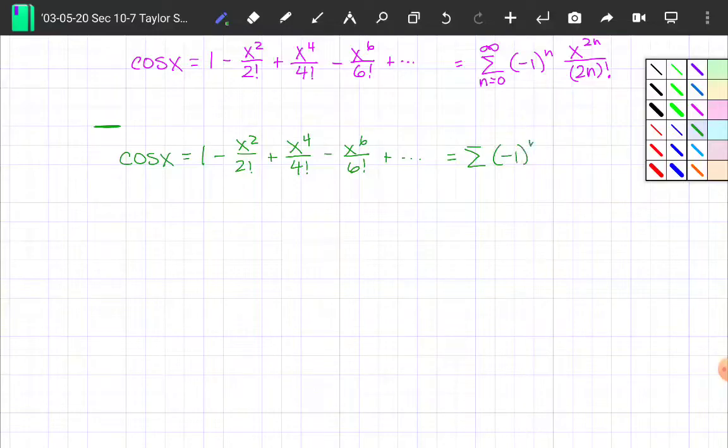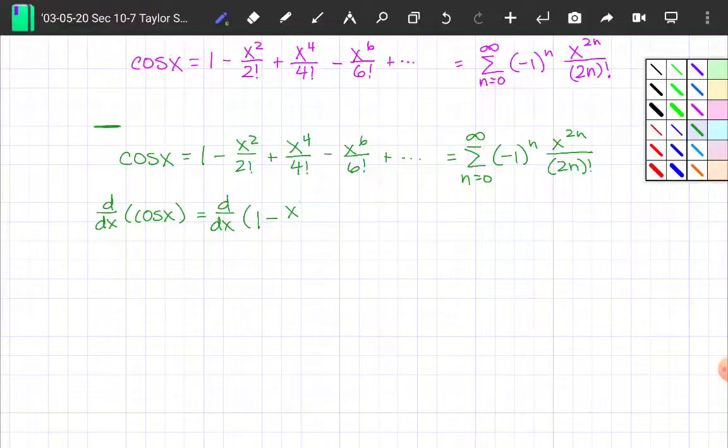And n goes from 0 to infinity. All right, so take the derivative. I've got three parts to this equation, so I'm going to take the derivative of all three parts. I'm going to take the derivative of cosine. And I'm going to take the derivative of this hot mess right here. It's not really a hot mess, just a lot of stuff. And then I'm going to take the derivative of the sigma.